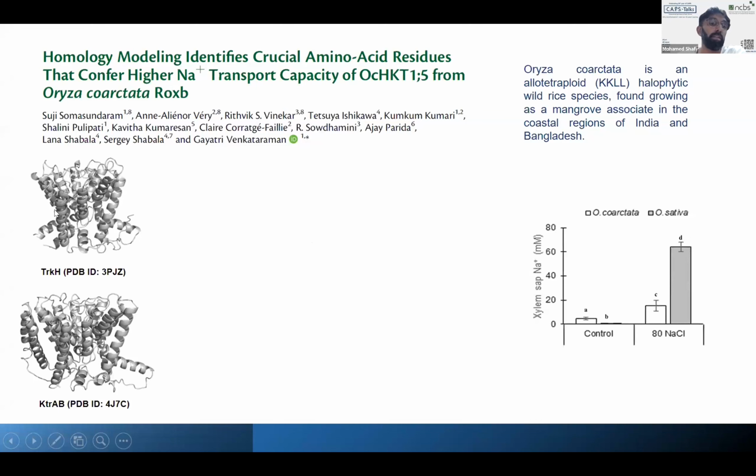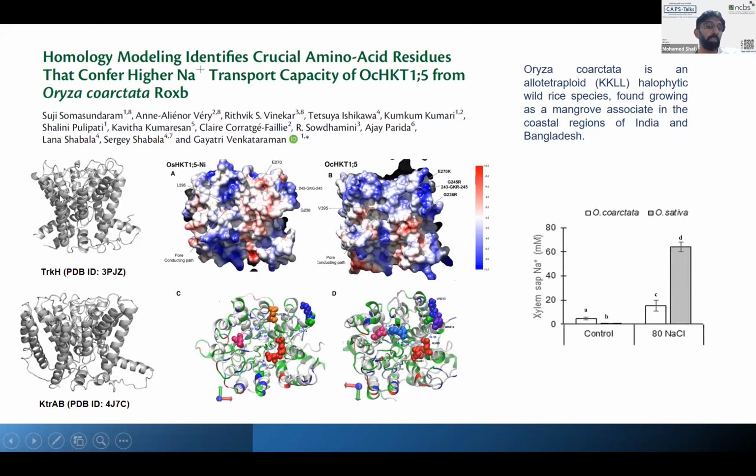Now, for modeling, we have selected 2 bacterial crystal structures. These are not HKT proteins, but they are potassium channel proteins. So we use the information from these 2. Basically, we use these as templates. Both structures are templates, and we model them. Now, the core structure, the main template we used, is 3BJZ. The N and C terminals are mostly similar to 4J7C.